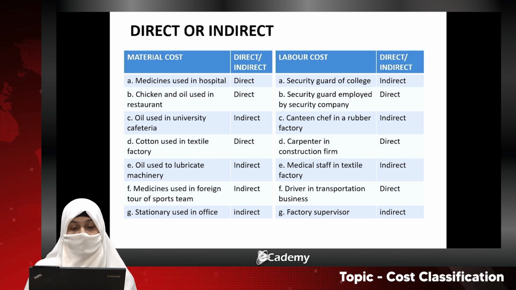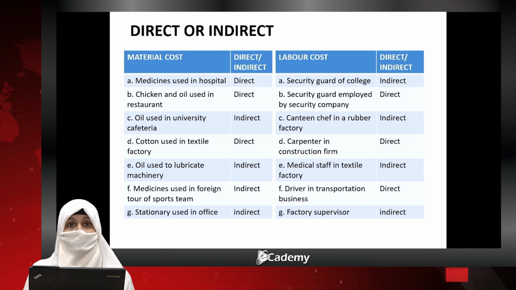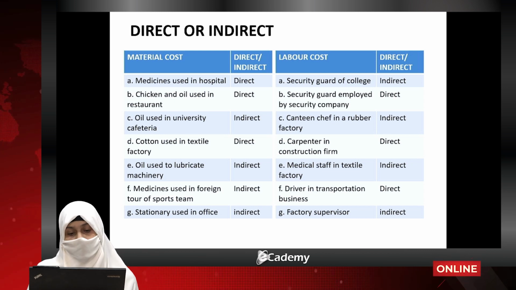Canteen chef in a rubber factory, it's an indirect cost, obviously. Carpenter in construction firm, it's a direct cost. Medical staff in textile factory. Yes, we do have medical staff in factories as well to deal with any injuries or to give first aid to our employees. We have got medical staff in school and colleges too. So it's an indirect cost.